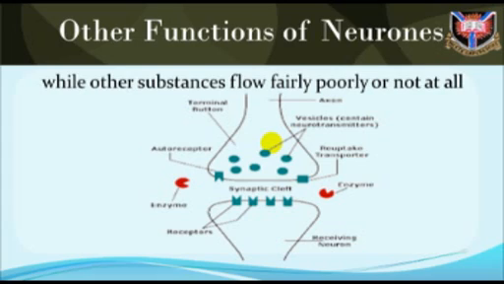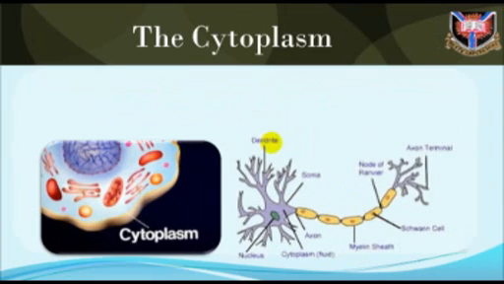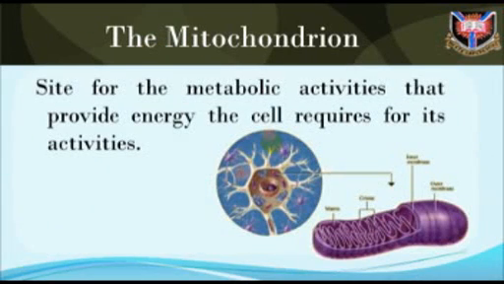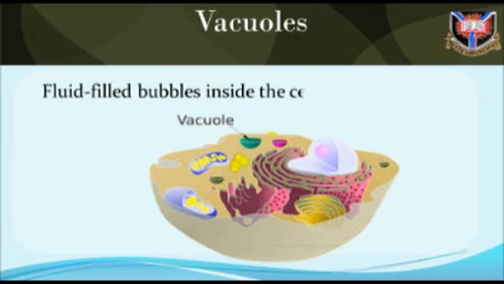The nucleus is responsible for regulating the activities of the cell, including reproduction. The fluid inside the cell membrane is known as cytoplasm. The mitochondrion is the site for the metabolic activities that provide the energy the cell requires for its activities. Ribosomes are for production of protein molecules. Some ribosomes float freely. Others are attached to the endoplasmic reticulum. Vacuoles are fluid-filled bubbles inside the cell.